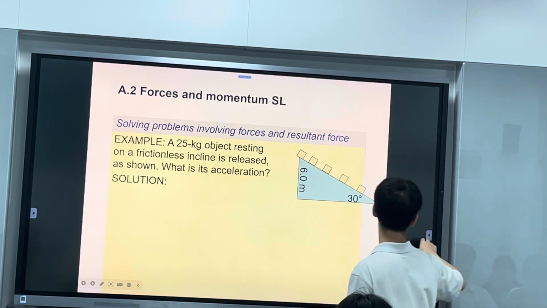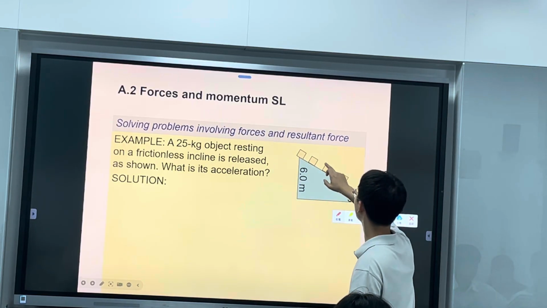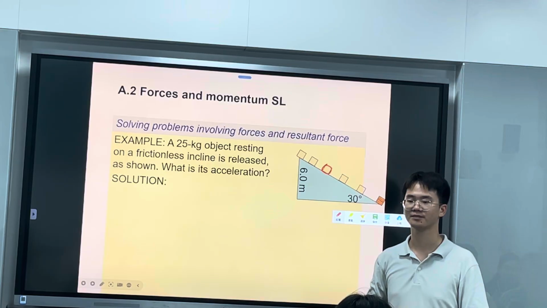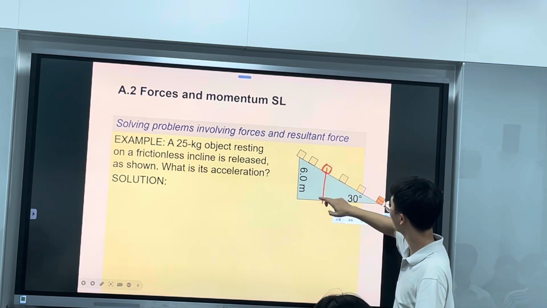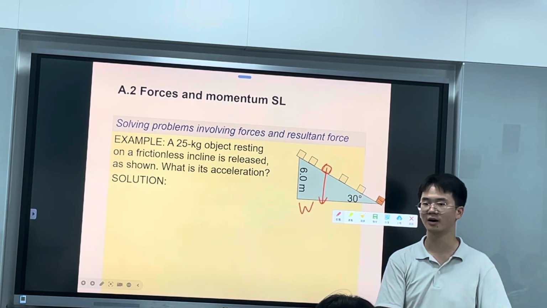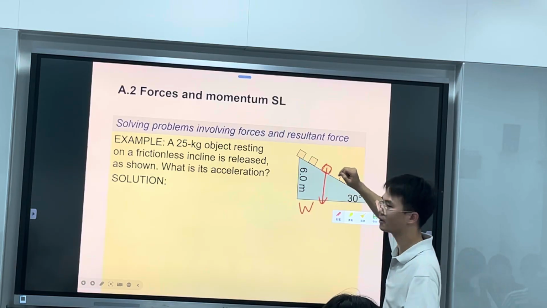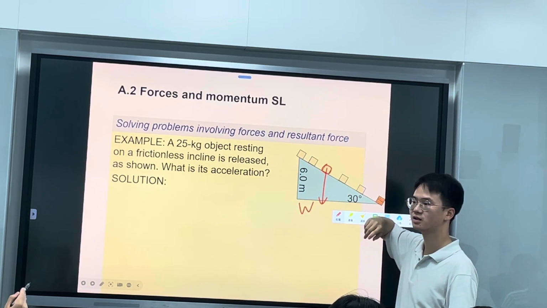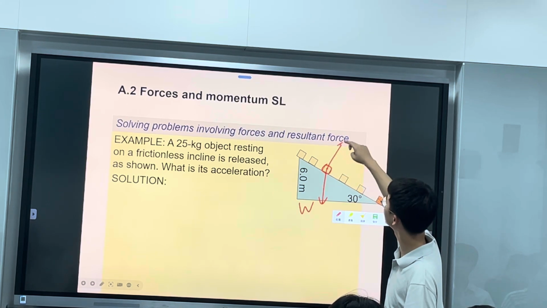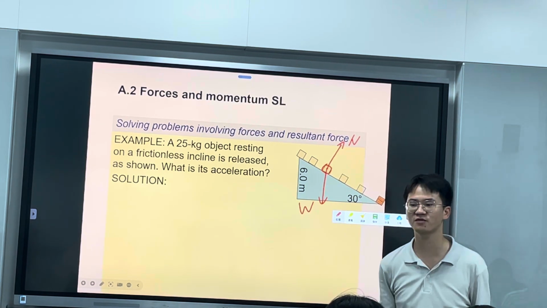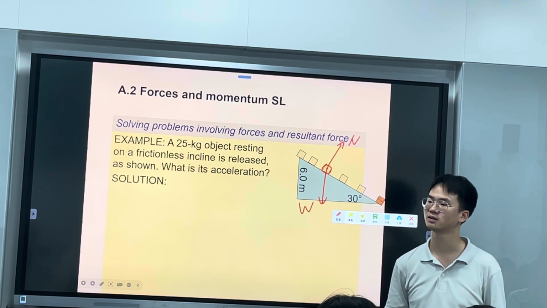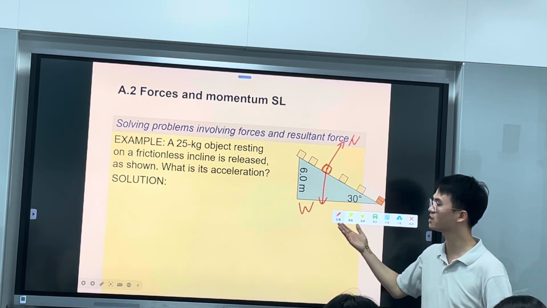Well, look at this object. Let's pick this moment. What forces are acting on this object? Gravity. First of all, weight or gravity. Second of all, normal force. How do I draw normal force here? Perpendicular to the slope. Perpendicular to the contact surface, so N here. Any other forces? No. Does it have friction? No.